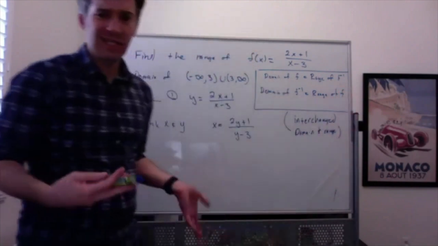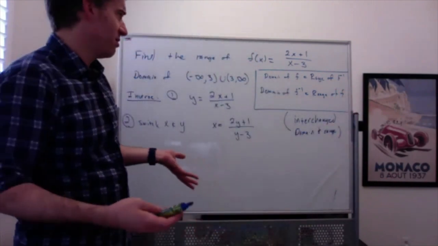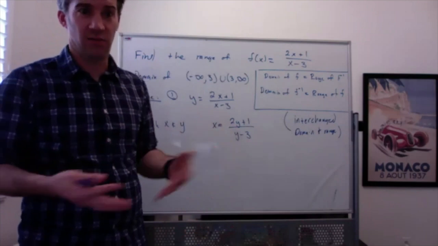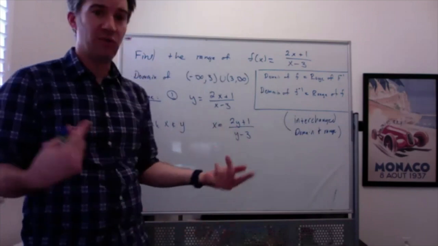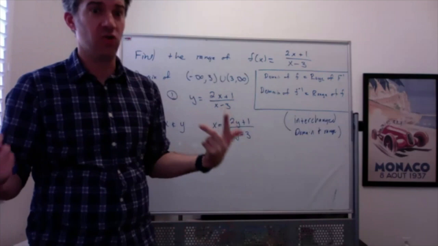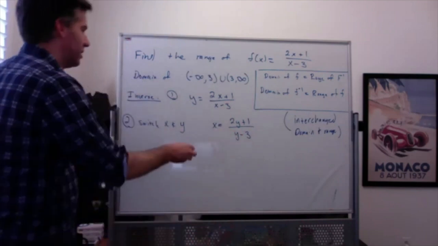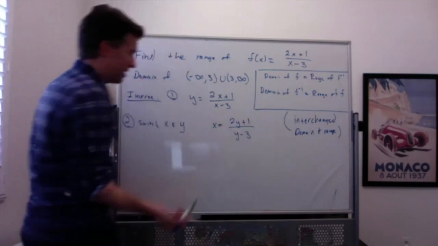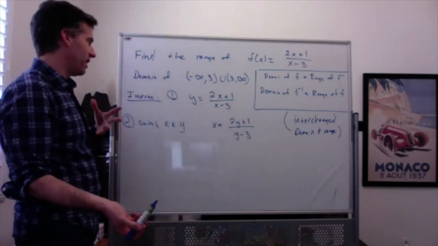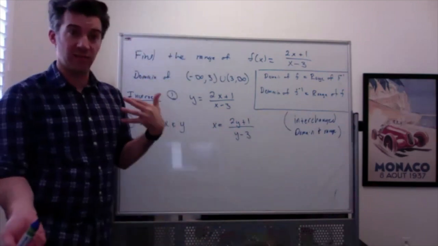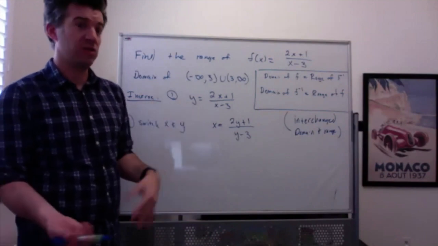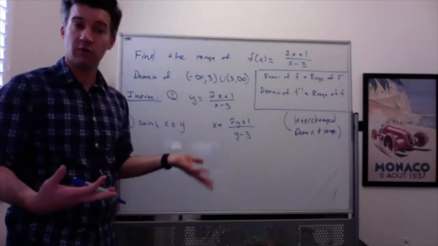Which makes a lot of sense if you think about what we're doing. The domain is all the x things. The range is all the y things. If you interchange x and y, you're interchanging the roles of the domain and the range. So let's go ahead and continue with this. I'm working on finding the inverse, and then I'm going to find the domain of the inverse, which will be the same as the range of the original function.